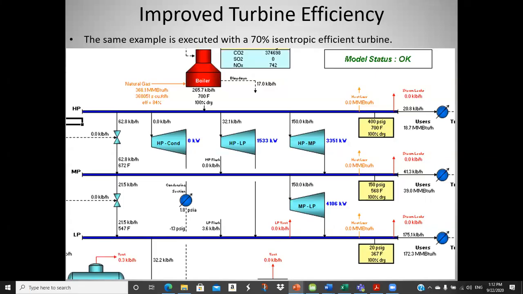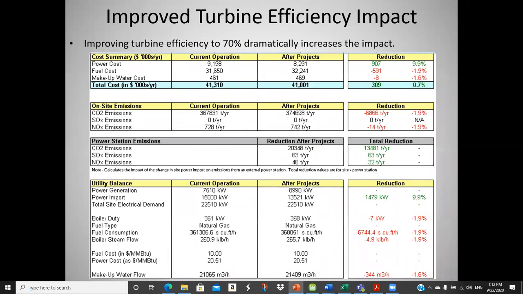And so I'm pulling out more energy, and this steam winds up in this low pressure header, so this number goes up. Now 175,100 has to be supplied there. But my savings: now I save a little over 900,000 in power cost, 591,000 additional fuel, plus water, so I net out 309. Pretty nice project.